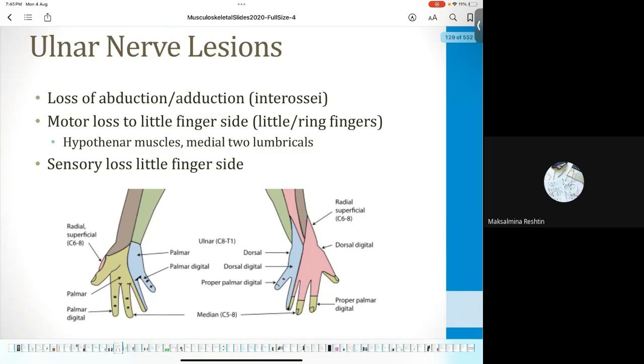Let's just revise it. Loss of abduction and adduction. Why? Because the function of your interossei are gone. Anterior or palmar interossei lead to adduction. Posterior interossei lead to abduction. Motor loss at 1.5 fingers, little finger and half of the ring finger, and hypothenar muscles.